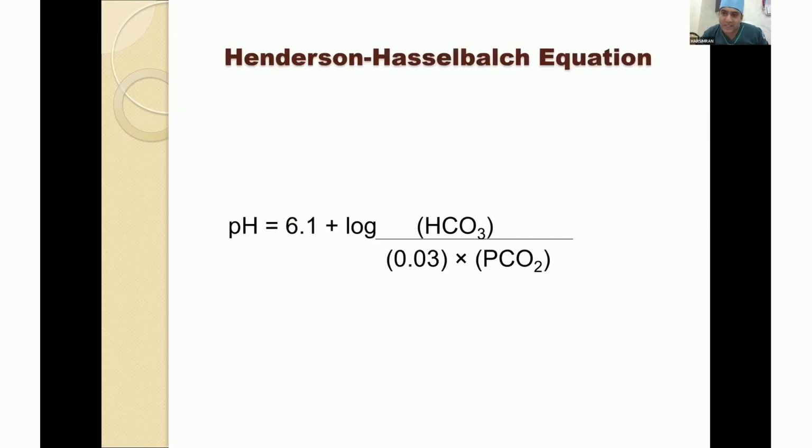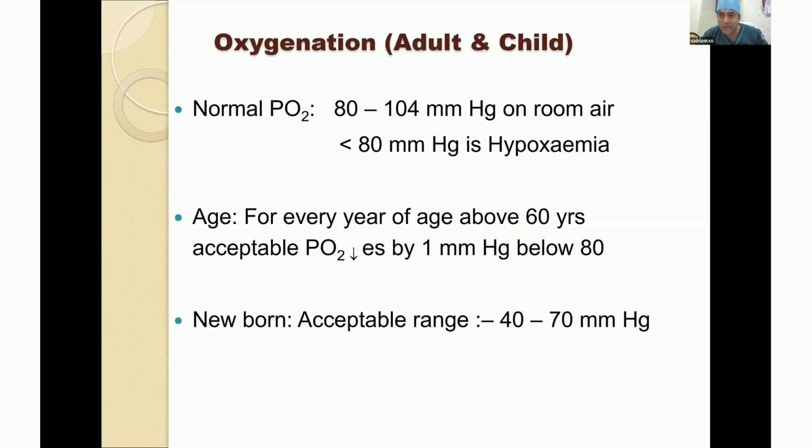So how do we calculate pH? This is theory again. It's the very famous Henderson-Hasselbalch equation. pH is equal to 6.1 plus log of bicarbonate divided by 0.03 times PCO2. So this is how we normally calculate pH.